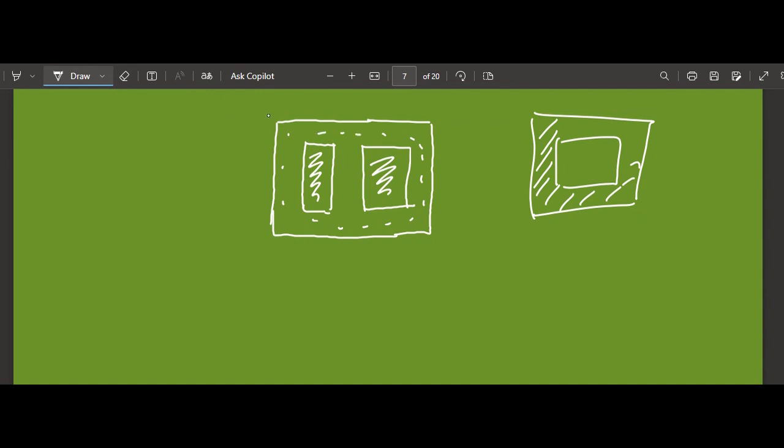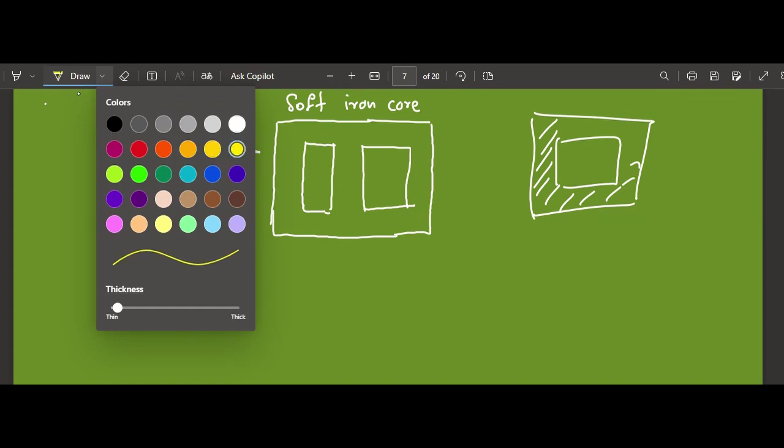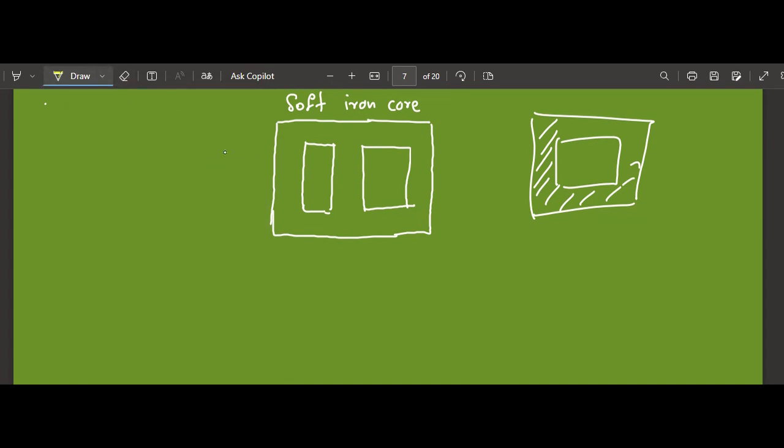It is made using iron. Normally we know iron is a soft magnetic material, so that property is required. That is why we are using soft iron, called the soft iron core. On the soft iron core we have two coils wound around these two, and remember the number of turns in each coil will be different.